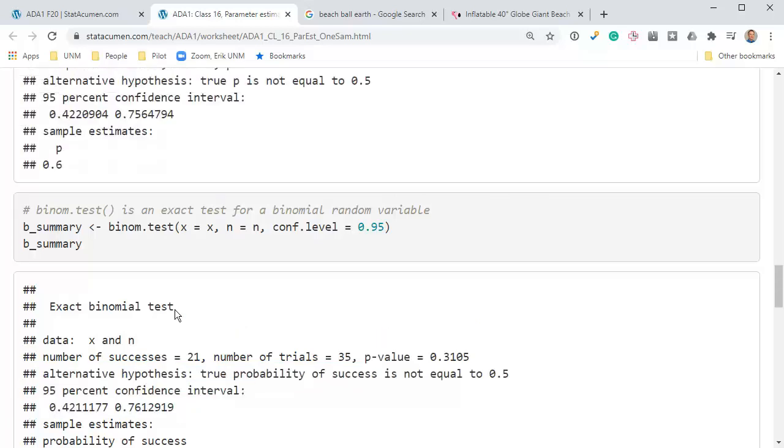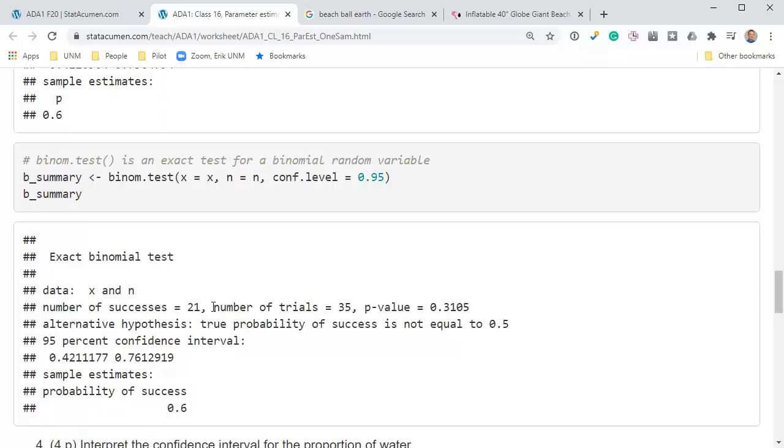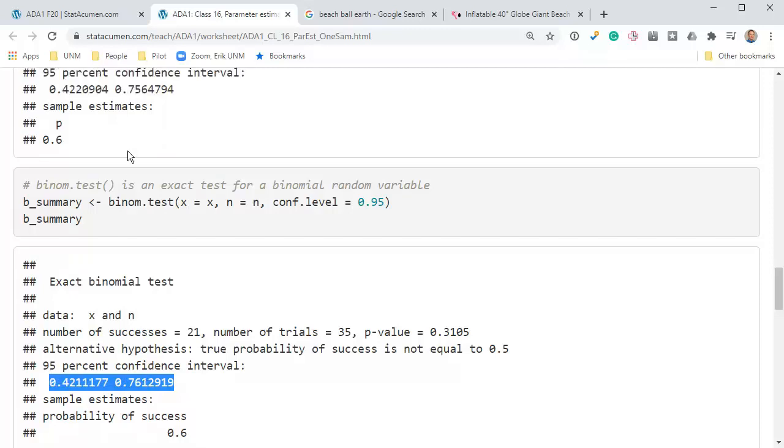You can see that those numbers are pretty close to up here. That's because we have a large enough sample size and we have an estimated proportion that's pretty close to a half. So the approximation works quite well because the binomial distribution is very close to symmetric. So this is the confidence interval that you would use, 0.42 up to 0.76. In this case, nicely, to two decimal places, the results match between these two.